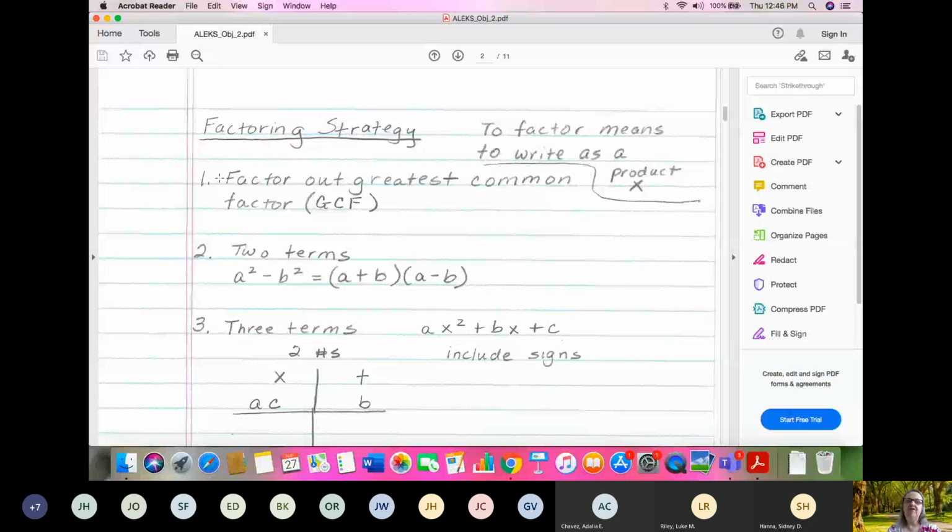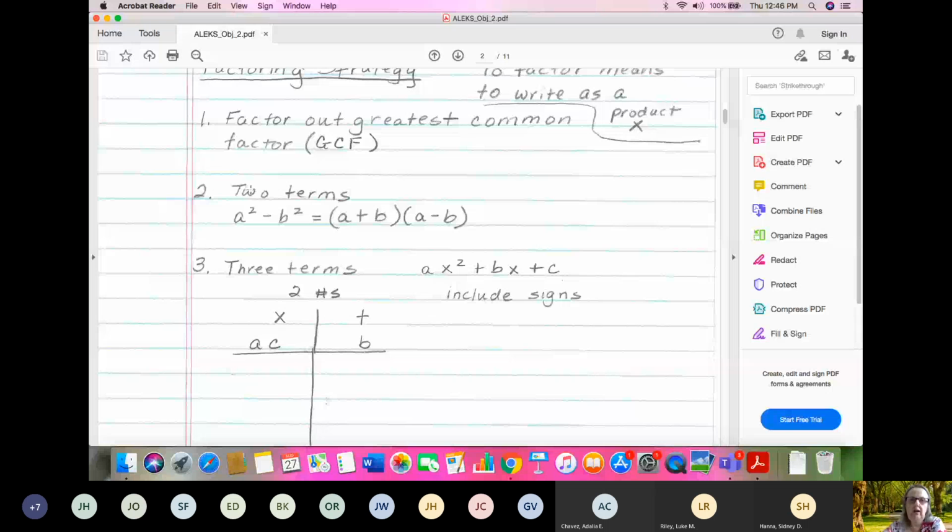So after you've factored out the greatest common factor, let's go in order. Let's look at 2 terms. We've got, on this side, only 2 terms. We can put a plus sign right in there, and we have a squared plus a negative b squared. The terms are added, so our terms are a squared and negative b squared. So we have 2 terms.